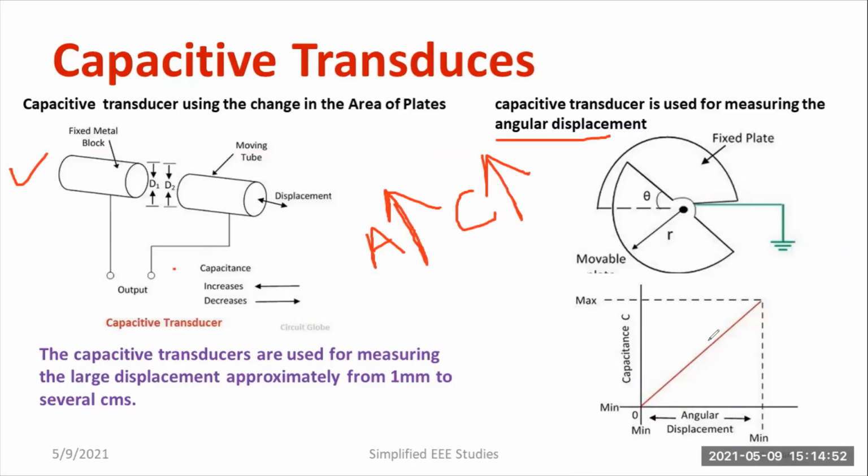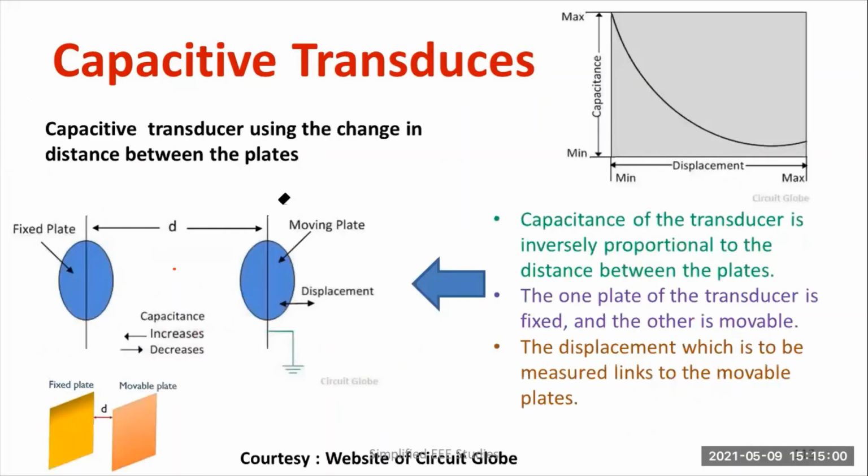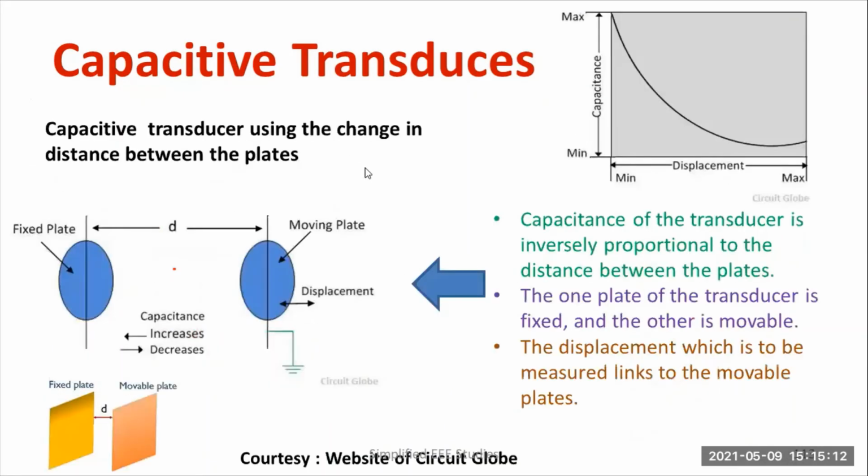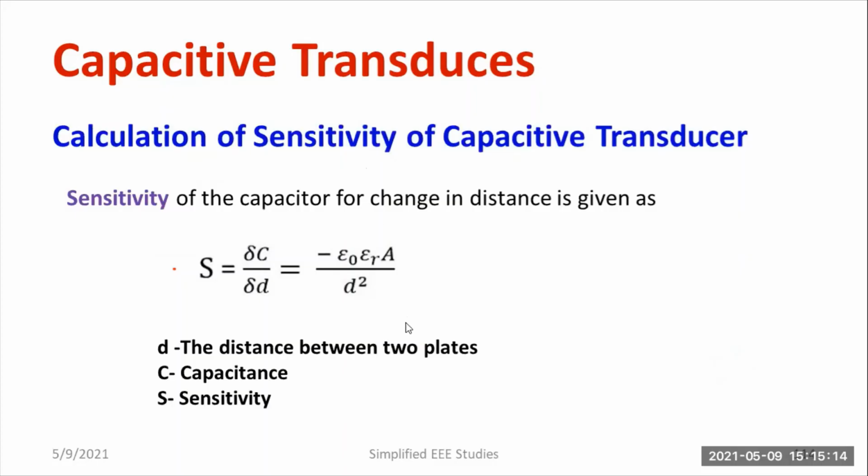So let us make a conclusion. We can measure both linear displacement and angular displacement by using a capacitive transducer very easily. This graph depicts the measurement of the linear displacement, whereas this particular graph represents the measurement of angular displacement by using a capacitive transducer. I hope you can catch my point.